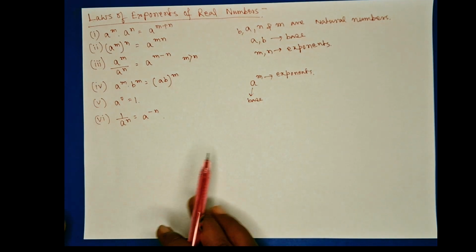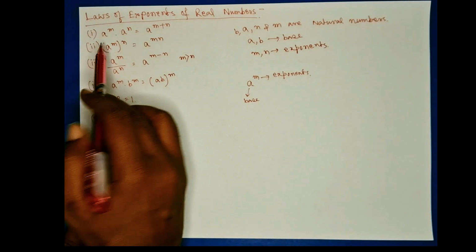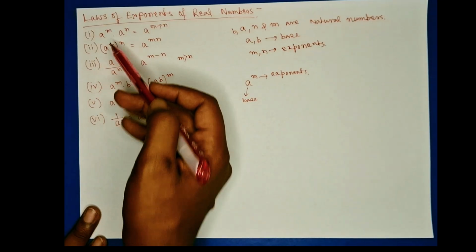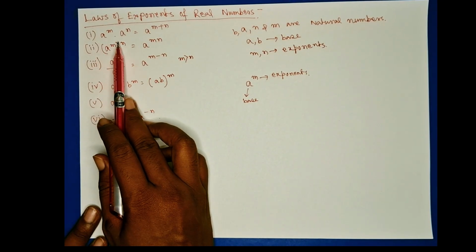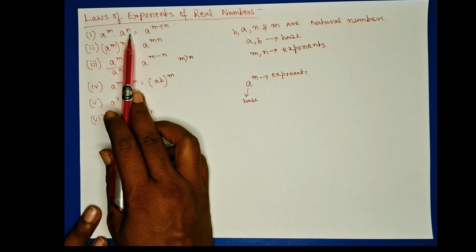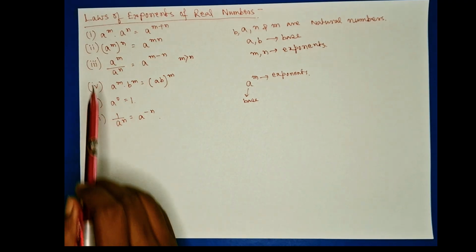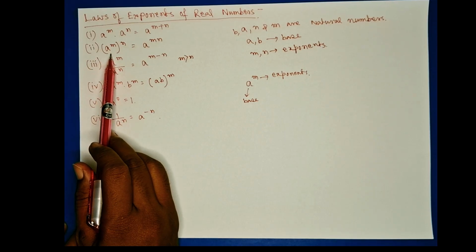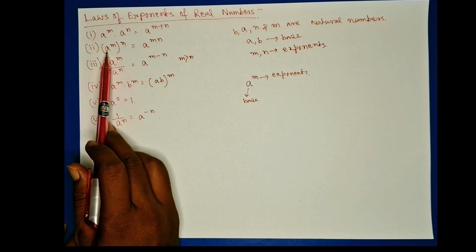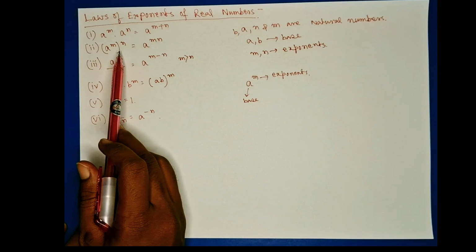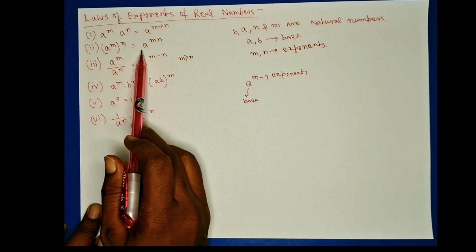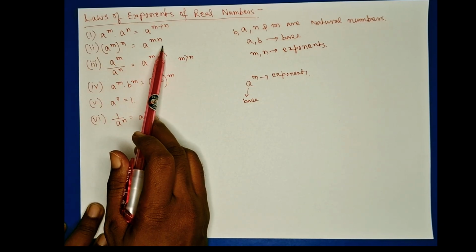So what are the formulas or laws? Total 6 are there. Please remember these 6. a to the power m into a to the power n is equal to a to the power m plus n. This is the first one. The second one is a to the power m within brackets, to the power n, is equal to a to the power m into n.